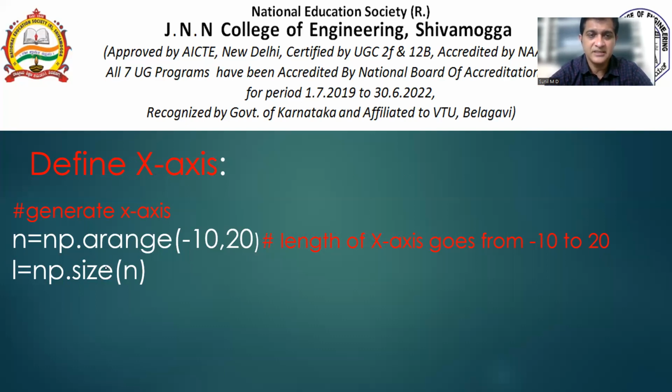Size is a function which is there in the NumPy library, so we say it is np.size. Without this np dot, if we just say size of n, it won't work unless we use the library. Size has no definition on its own. Only within the NumPy library does size make sense, otherwise size makes no sense to Python. So that size of n is stored in variable L. So L gives us the number of points on this particular space from minus 10 to 20. How many points we are considering is what this particular L tells us.